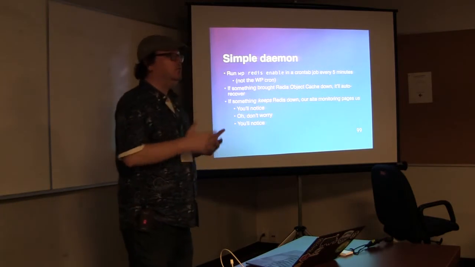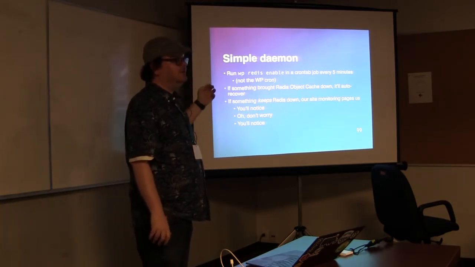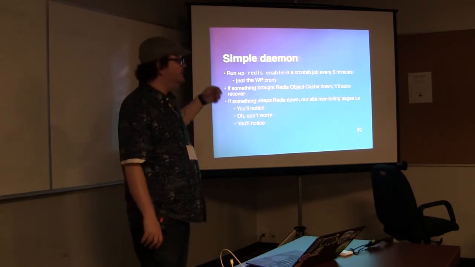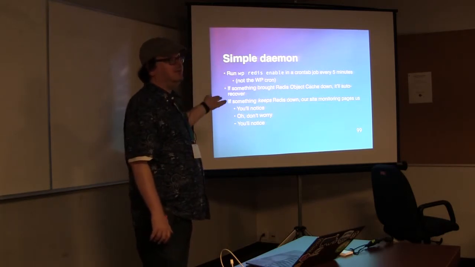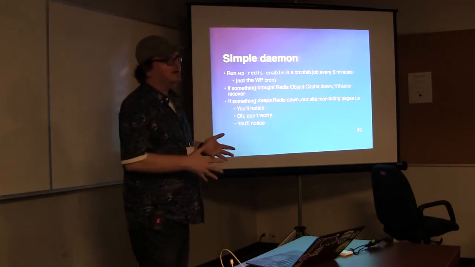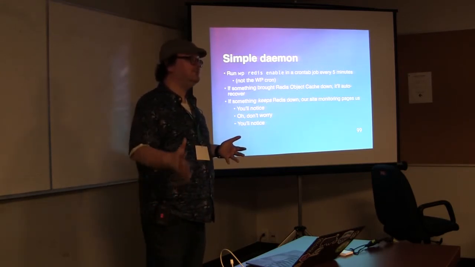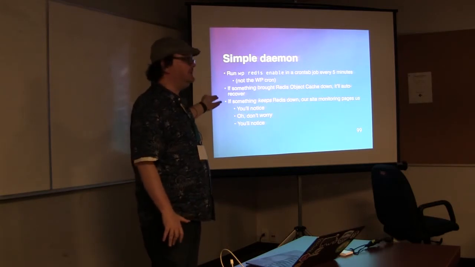So what we do is we have a very simple daemon that runs in the server crontab, not the WordPress cron, but the server crontab. And every 5 minutes, it just runs wp redis enable. This way, if something temporarily breaks the connection to the Redis server and the plugin sees that the connection's gone and disables itself, it'll turn itself back on in 5 minutes.